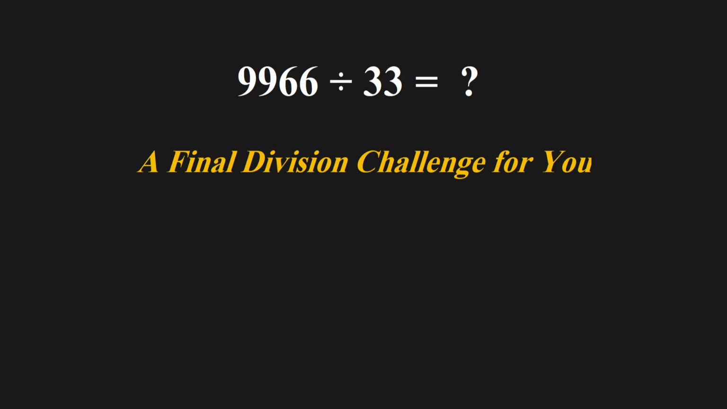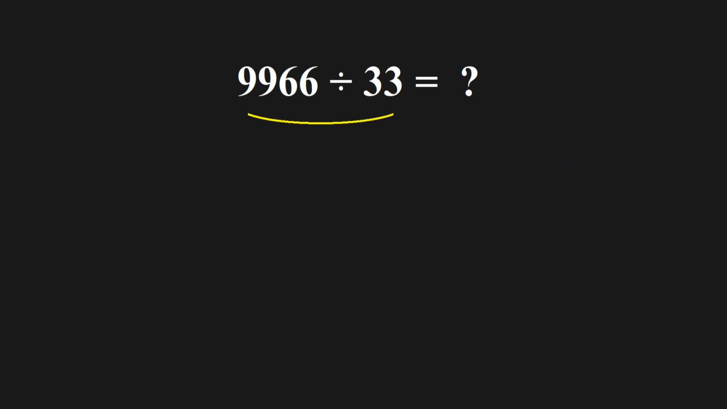Let's dive into this video. We want to calculate 9,966 divided by 33. To do this, we change this horizontal division sentence into the standard algorithm.